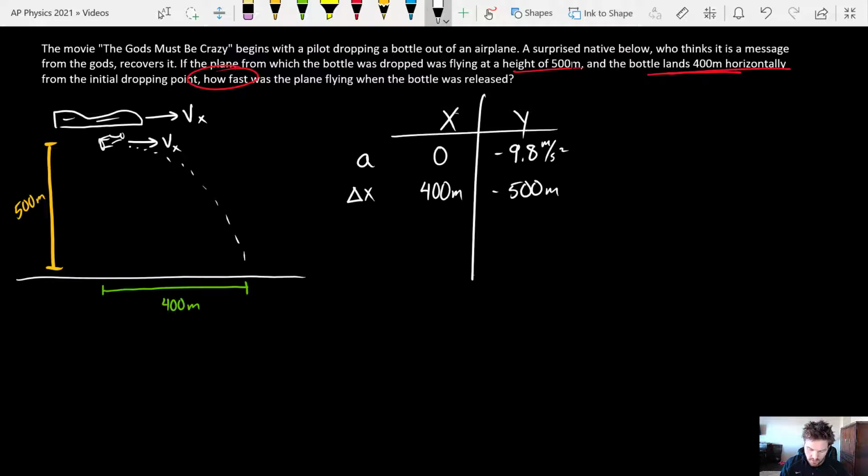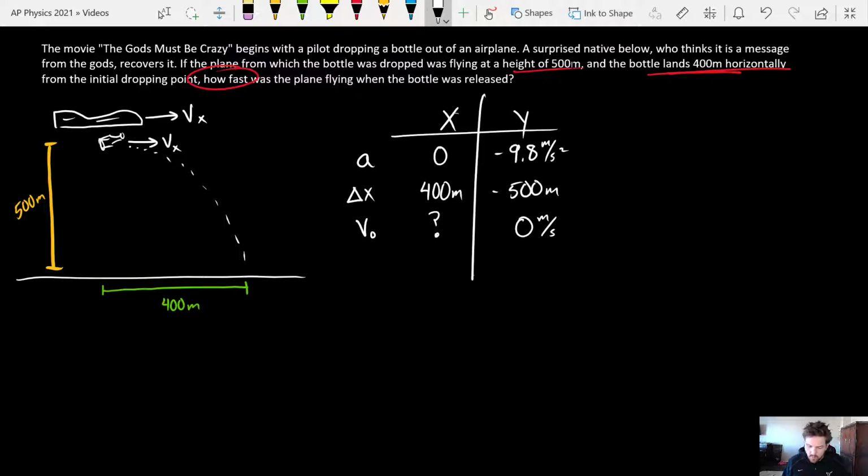We know the initial velocities. I don't know what the x direction is. In fact, how fast it goes in the x direction is ultimately what we're trying to solve for. And then in the y direction, that would be 0. It is 0 because if this bottle is dropped, if you take a look right there in the picture, we have all of that bottle's initial velocity in the x direction, which means it starts with 0 in the y.